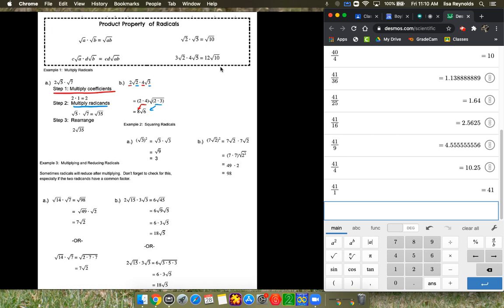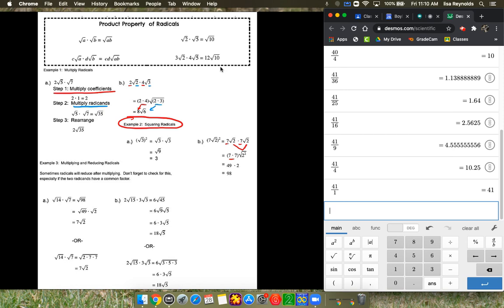The next thing is squaring radicals. Squaring means you're multiplying it by itself. So the square root of 3 squared is the square root of 3 times the square root of 3. You multiply and simplify. Same thing with the 7 square root of 2 squared. So you do the 7 square root of 2 times 7 square root of 2. You have your 7s. You have your square root of 2s. Your 7 squared is 49. Your square root of 2 squared is 2. And then you multiply at the end.